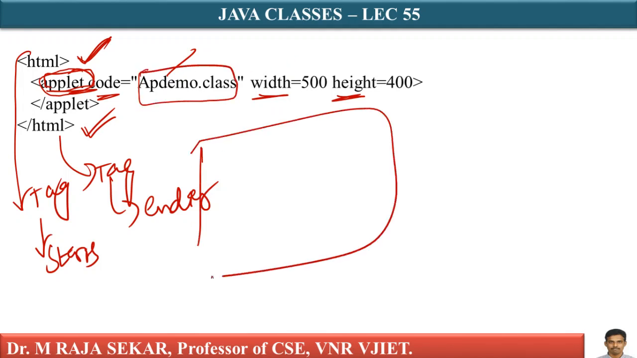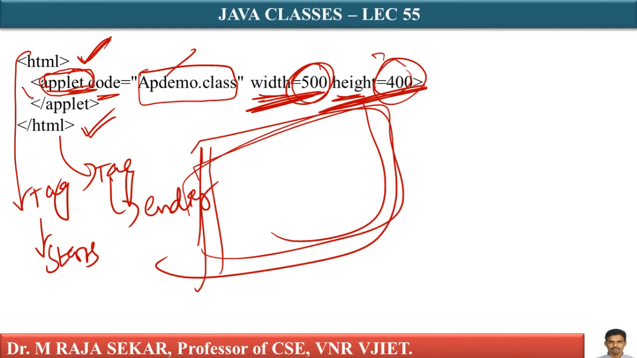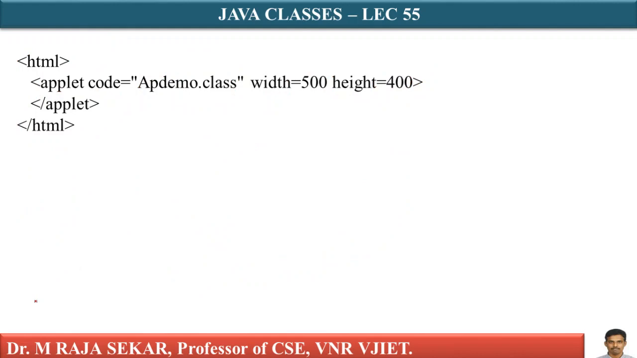I am getting an applet window. I have to mention what is the width of the applet window and what is the height of the applet window. Of course, you can resize after getting the output. Just as this is the beginning of the applet code, this is the ending of the applet code. It is simple and straightforward. You need not worry about it.